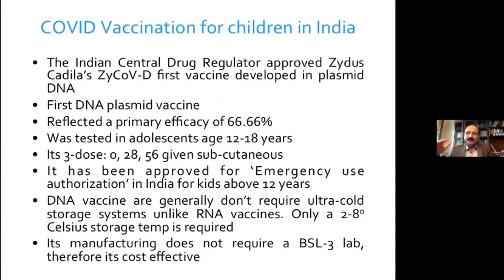This is very recent data from India, where they have made the first DNA plasmid vaccine for the pediatric age group between 12 and 18. It's a 3-dose vaccine. It has been approved for emergency use in India. And I think DNA vaccines generally don't require ultra cold storage. So for countries like Pakistan, I think they are excellent.